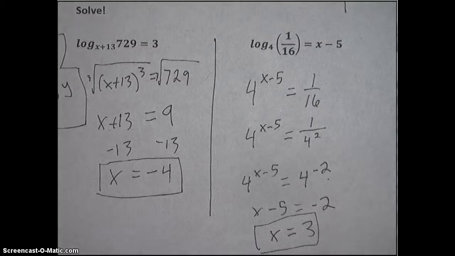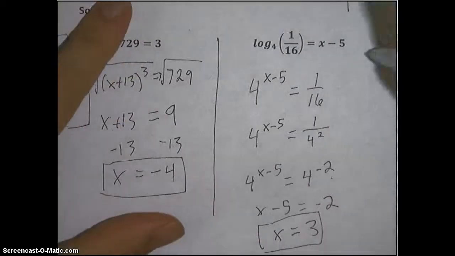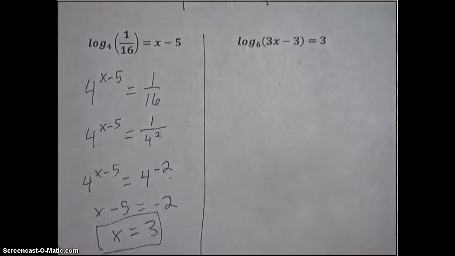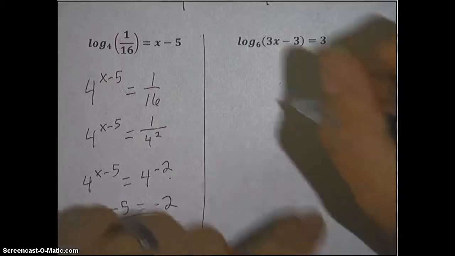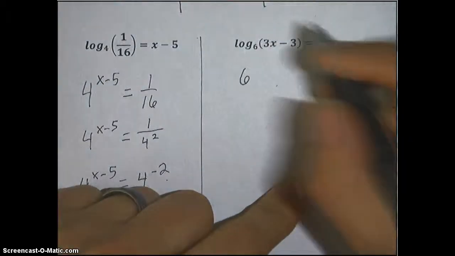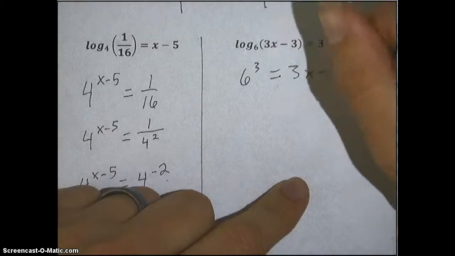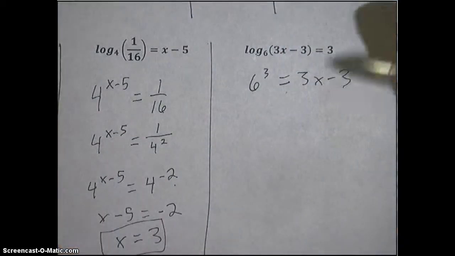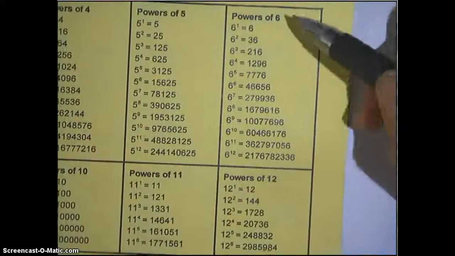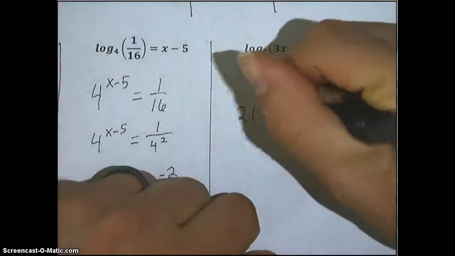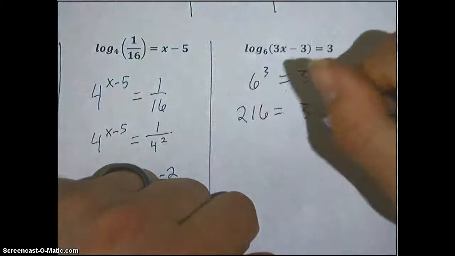Okay. Let's do one more. Last one. Let's solve log base 6 of 3x minus 3 equals 3. We'll start with the base. 6 to the exponent of 3 equals 3x minus 3. Let's see, 6 to the third power, I don't know that off the top of my head, but I do know that 6 to the third power on this power table is 216, equals 3x minus 3.